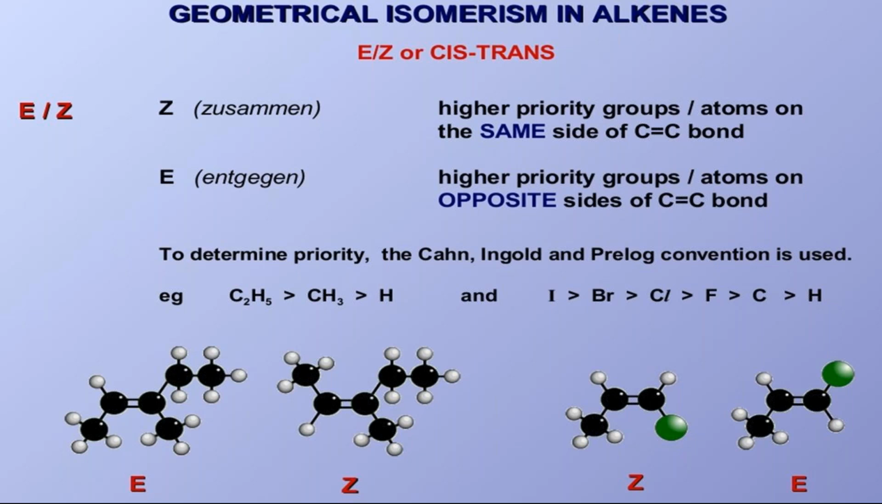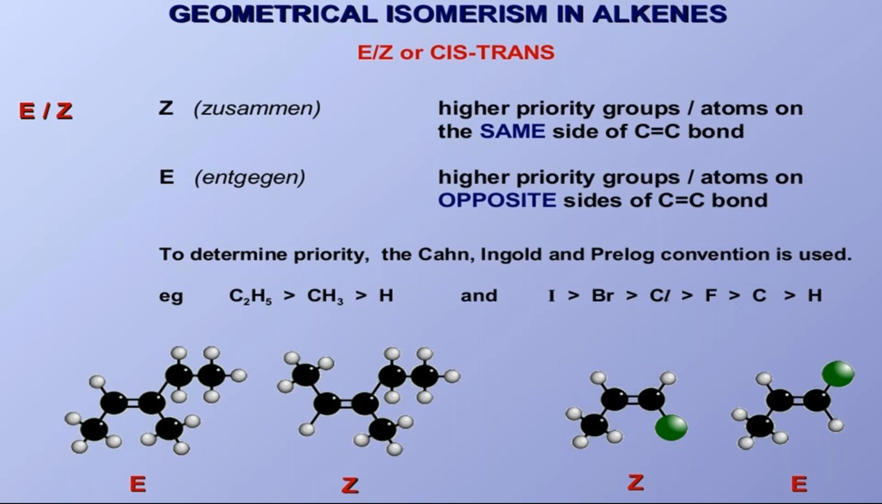Zusammen, Z. It means higher priority groups or atoms on the same side. Same side means cis. Cis is nothing but Z. Z means Zusammen. E is Entgegen, where we have atoms on opposite sides.